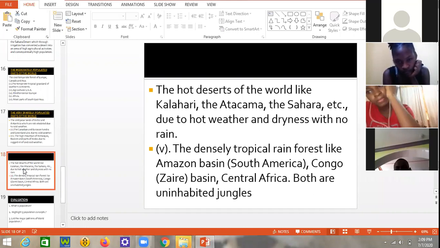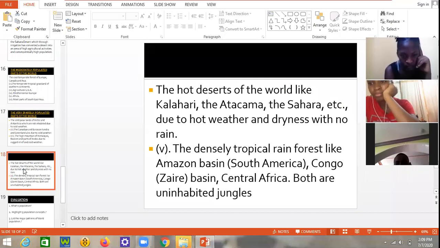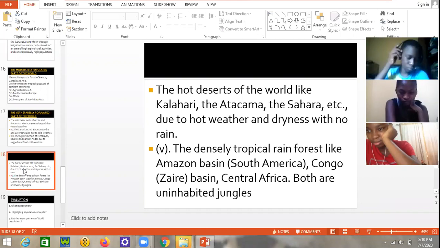Also, another sparsely populated area of the world is the densely tropical rainforest. The rainforest is so dense with all manner of trees that you can hardly find a person that would want to settle down there. You have the densely tropical rainforest of the Amazon in South America, the Congo in the Zaire Basin, also in Central Africa. All these are jungles. And because they are jungles, the population of those areas is very, very few.